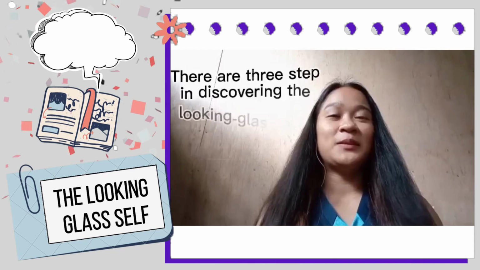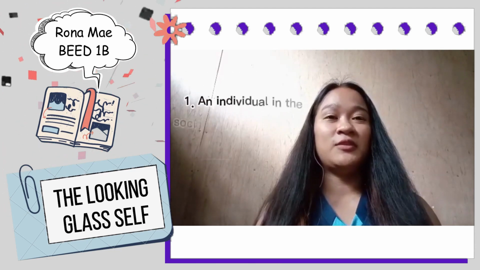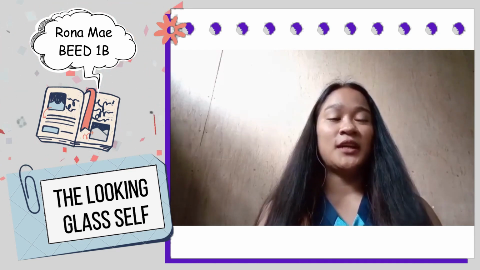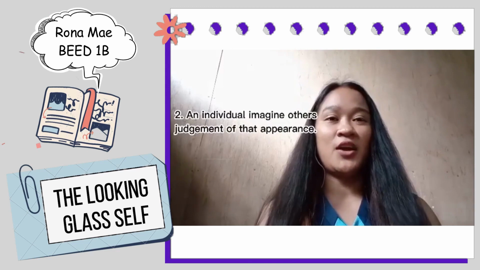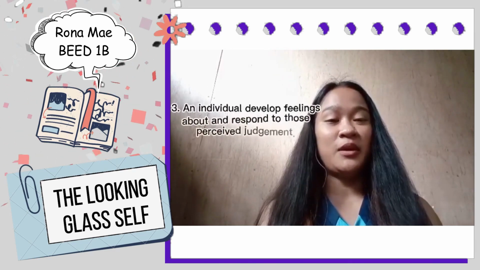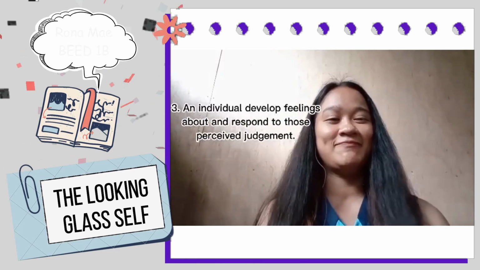There are three steps in the process of discovering the looking glass self. First, an individual in a social situation imagines how they appear to others. Second, an individual imagines others' judgment of that appearance. Last, an individual develops feelings about and responds to those perceived judgments.